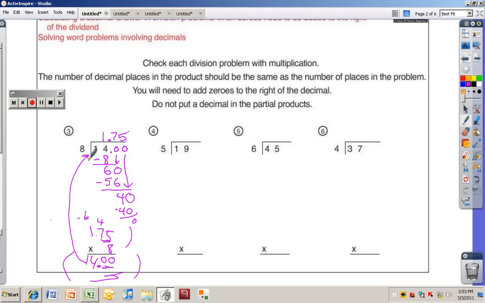Here we go, studio audience. Help me out now. 5 goes into 19 how many times? 3 times. 3 times 5 is 15. And you get a remainder of 4. Now remember, we don't want to have remainder answers. We want to have decimal answers.